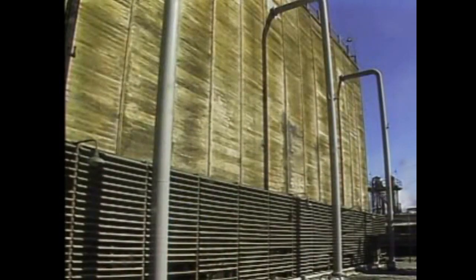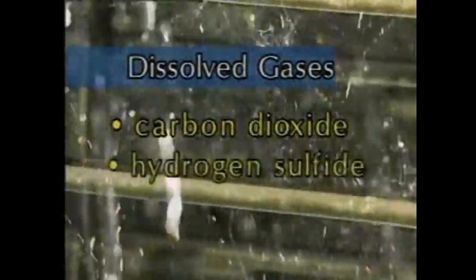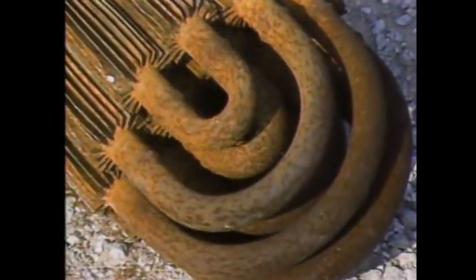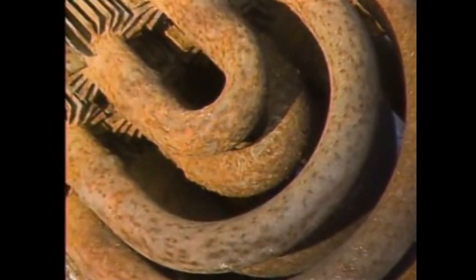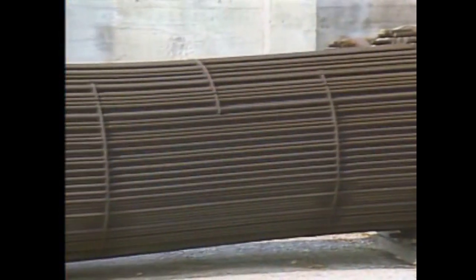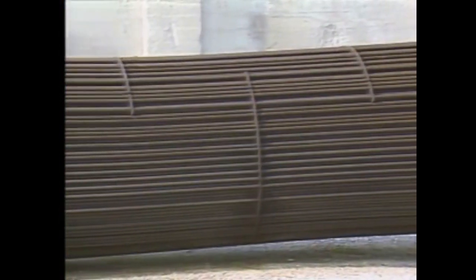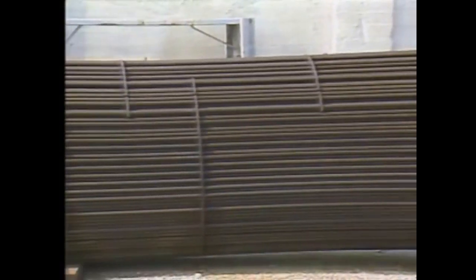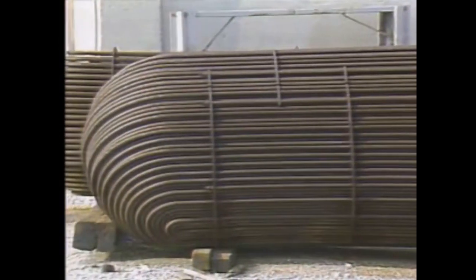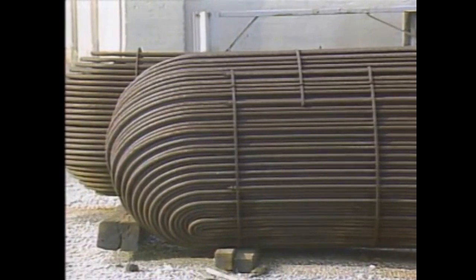Another group of contaminants that you should be aware of is dissolved gases. Cooling water often contains dissolved gases such as carbon dioxide, hydrogen sulfide, and oxygen. Some of these gases can react with the metal in the cooling system to cause or speed up corrosion. Large amounts of some dissolved gases tend to make the water acidic, giving it a low pH. At a lower pH, corrosion is more likely to occur.